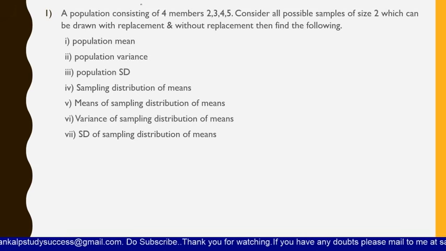Here it is given a population consisting of 4 members, 2, 3, 4, 5. Consider all possible samples of size 2, which can be drawn with replacement and also without replacement. That means in both the cases you have to solve the problem. Now you have to find population mean, population variance, population standard deviation, sampling distribution of means, mean of the sampling distribution of means, variance as well, standard deviation also. So let us solve one by one.